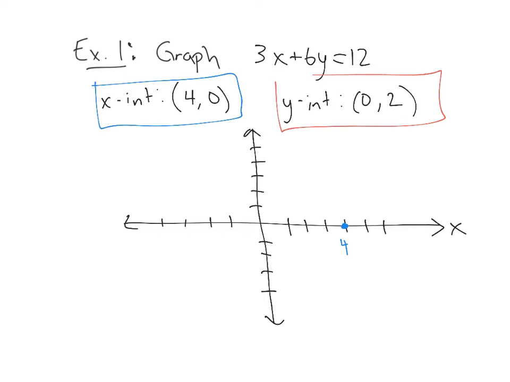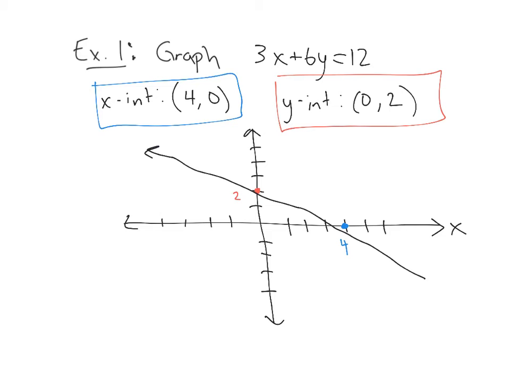Then if I look at my second point, 0, 2, I'm not going to go left or right at all since my x value is 0, but I'm going to go up 2 spaces. And again, hopefully you remember how to plot points, not just from junior high, but also from some of the Desmos activities we did. It was good practice on plotting points. So now that I have my intercepts on there, I can draw, there's only one straight line that goes through both the blue and the red point.